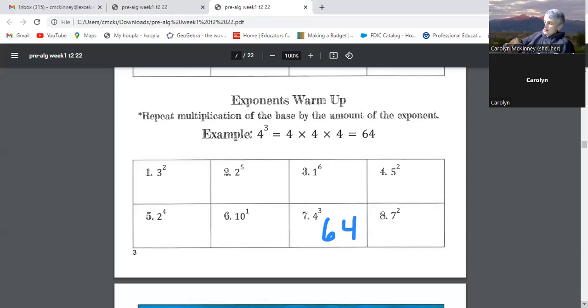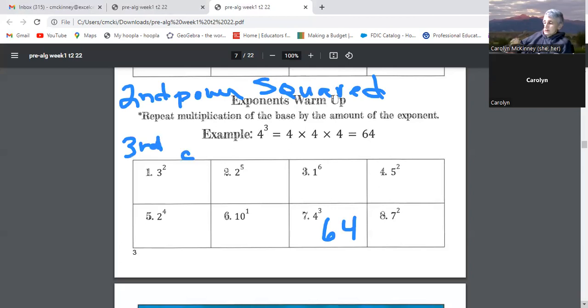So 2nd power has a special name. It's also called squared. So sometimes I may say squared instead of 2nd power. And 3rd power is also called cubed. Perfect. So remember that this means 3 times 3, sometimes something like squared. You might just know off the top of your head. So that would be 9.